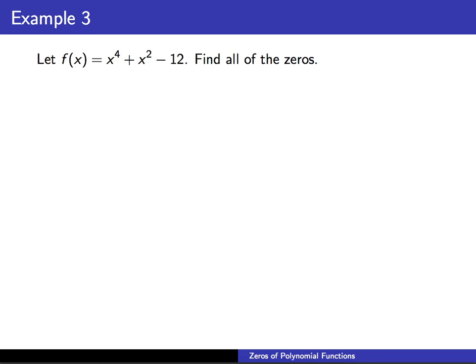All right, in this video, we're going to continue with finding the actual zeros, some rational, some irrational, maybe even some imaginary for a polynomial. So in this case, for this example, we have f of x is x to the fourth plus x squared minus 12, and we're going to find all of the zeros.